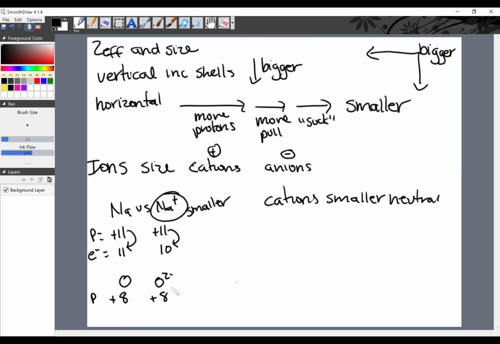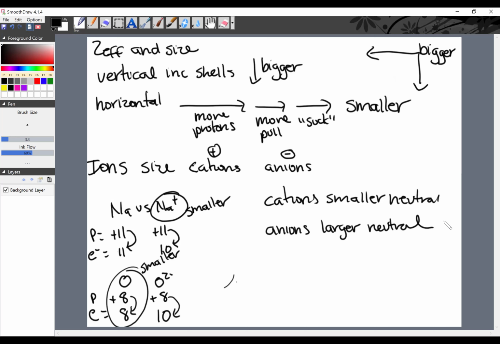And I didn't change the number of protons, but I did change the number of electrons. This one is also pulling on 8, but this one's pulling on 10 because it's negatively charged. Well, this one is only pulling on 8. You have 8 pulling on 8. This one is 8 pulling on 10. This one is going to be able to pull in tighter, so it is smaller. So anions are usually larger than neutral.